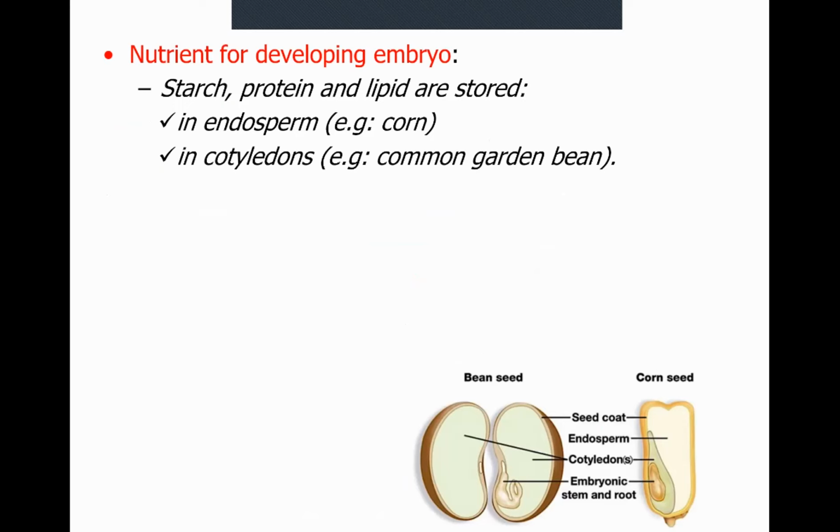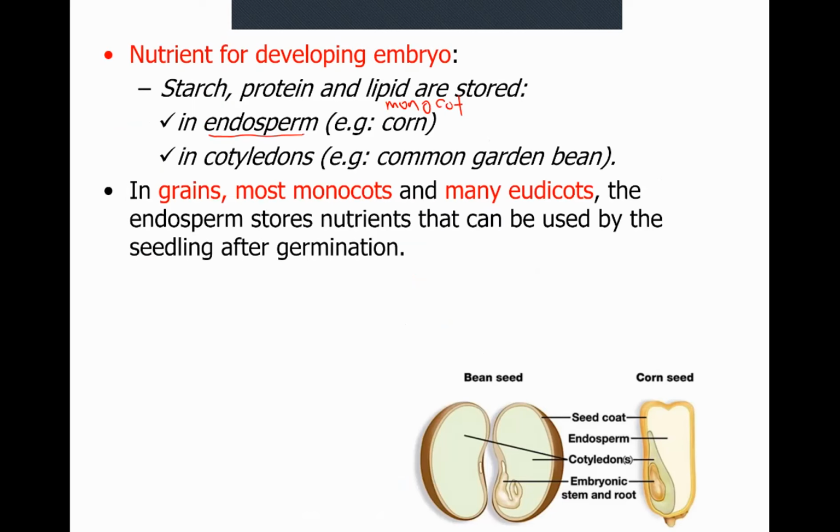Okay, next. What are the nutrients needed for the developing embryo? So the developing embryo needs starch, protein, and lipid. So they are stored in the endosperm for corn, for example, because corn is a monocotyledon plant, right? And for eudicot, like common garden bean, the nutrient is stored in cotyledons. Okay, so for monocot, the starch, protein, and lipids are stored in endosperm. For eudicot, like garden bean, it is stored in cotyledon.